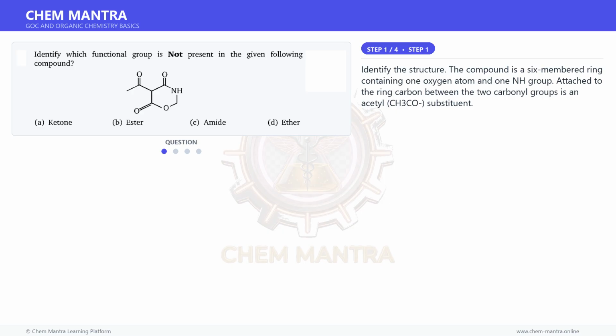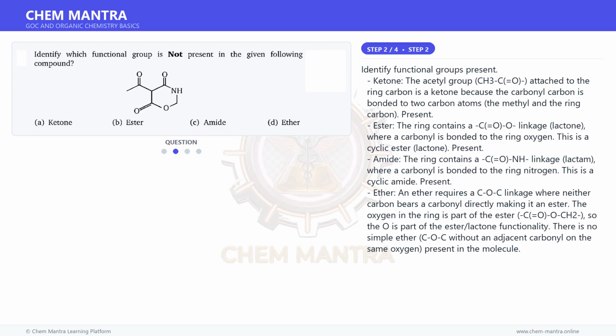Identify the structure. The compound is a 6-membered ring containing one oxygen atom and one NH group. Attached to the ring carbon between the two carbonyl groups is an acetyl, CH3-CO, substituent. Moving on to the next step.